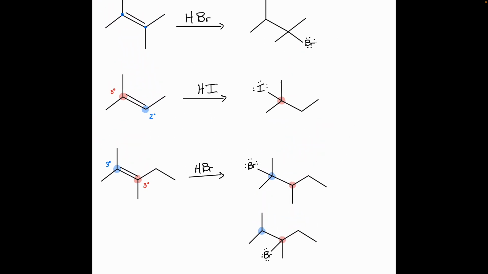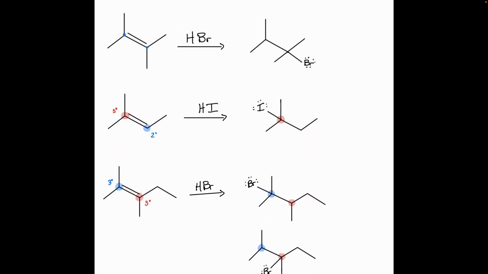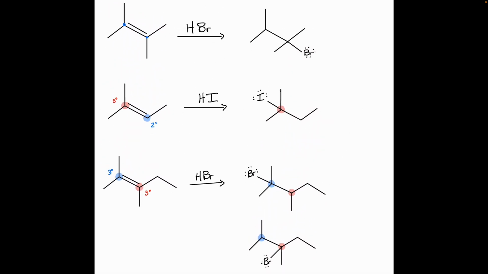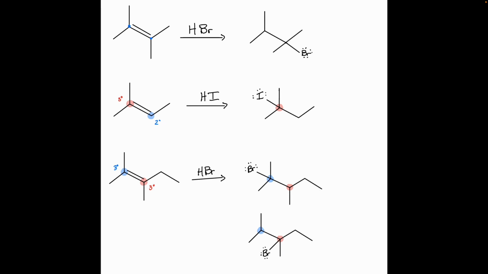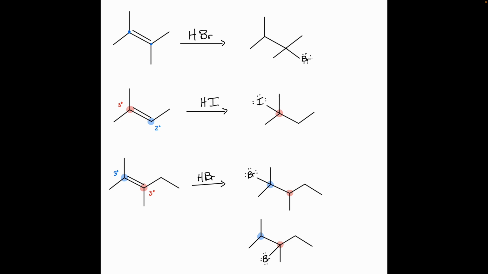All right, so we have a little bit of a complication here with regard to these reactions, these hydrohalogenation reactions. If you have a symmetric alkene, you don't really have to worry about these complications. No matter what side you choose, you'll get the same product. If you have an asymmetric alkene, you've got to watch out.